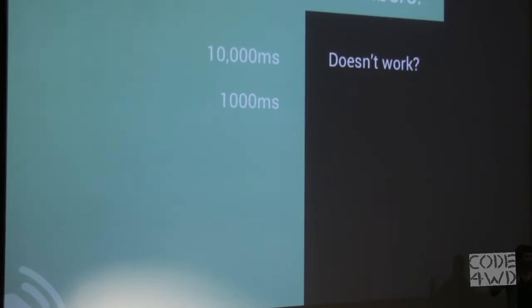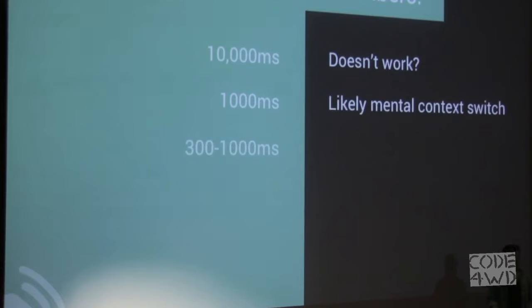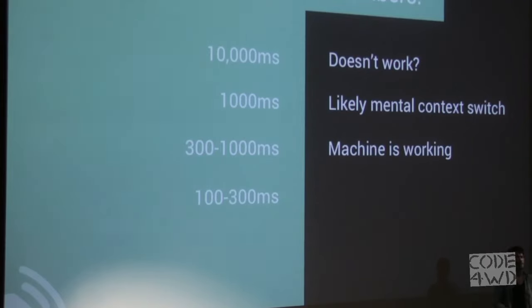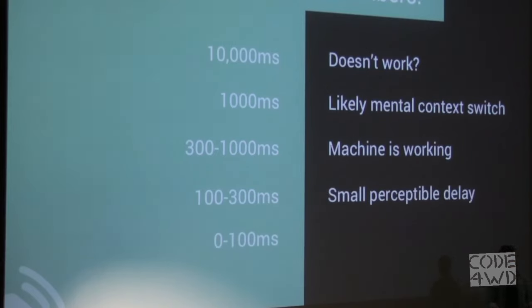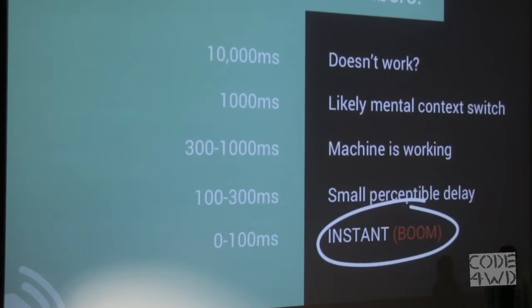If he needs to wait 1 second, this is how it feels, more or less. What happens is that this person has a context switch. He starts thinking about his life, his family, his little kid waiting for him at home, and he thinks about other stuff. When a user waits for 300 milliseconds to 1 second, it feels like something is happening. The machine is working, it's waiting for the website. And 100 to 300 milliseconds is a small delay, but it's still perceived as a delay by the user. Whatever you do on the web that happens between 0 and 100 milliseconds is instant. That's an instant feeling that something happened right now. And this is the boom I'm talking about, and this is what I'm going to focus on in my lecture.